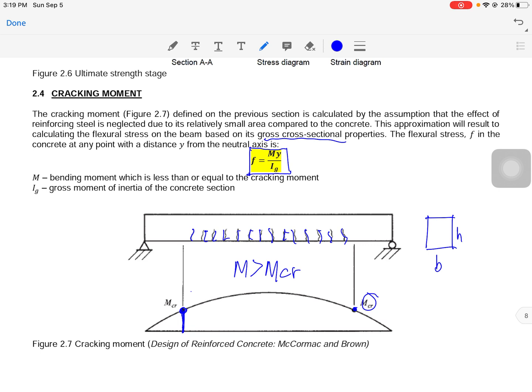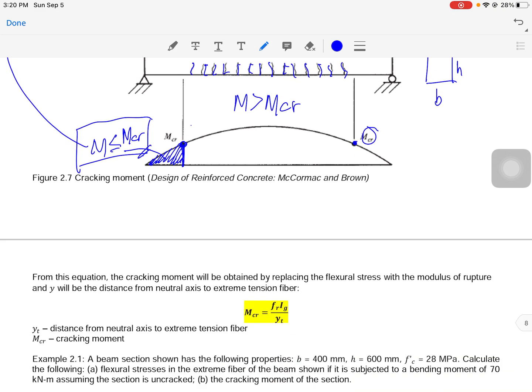But this M here, this M are any values of moment. This is the M that is being mentioned here, the bending moment which is less than or equal to Mcr. That is the moment that you will be using here in the formula. And also Ig is the gross moment of inertia of the concrete section.